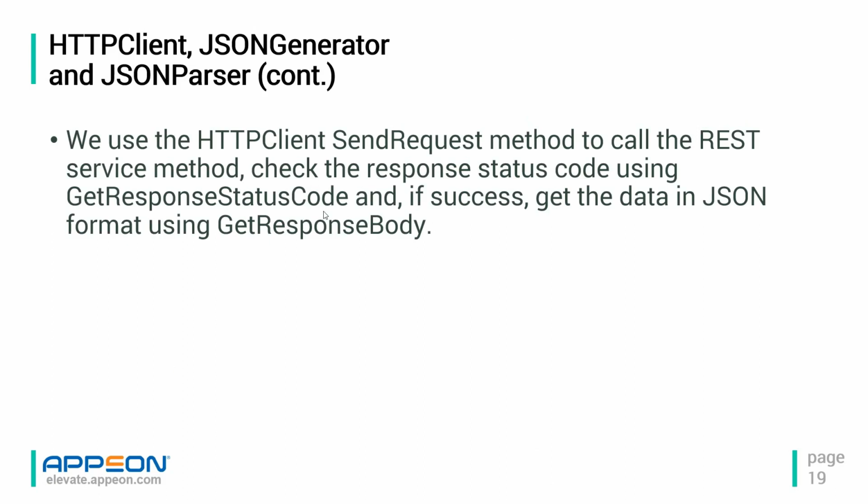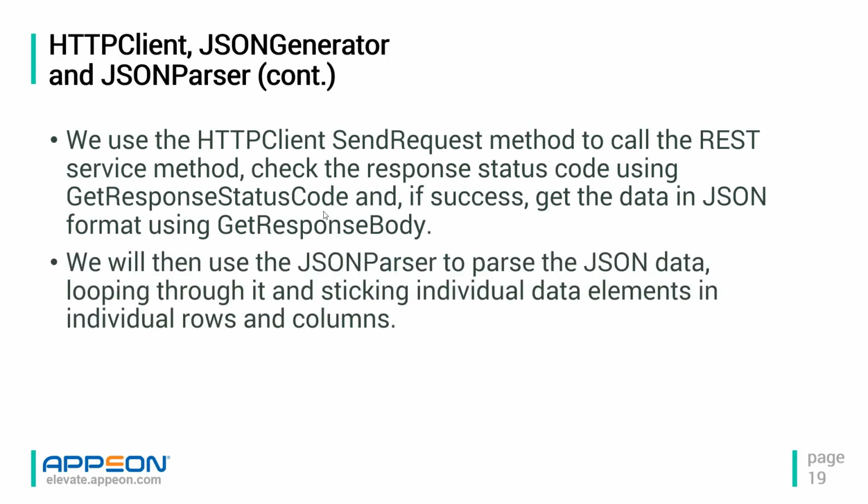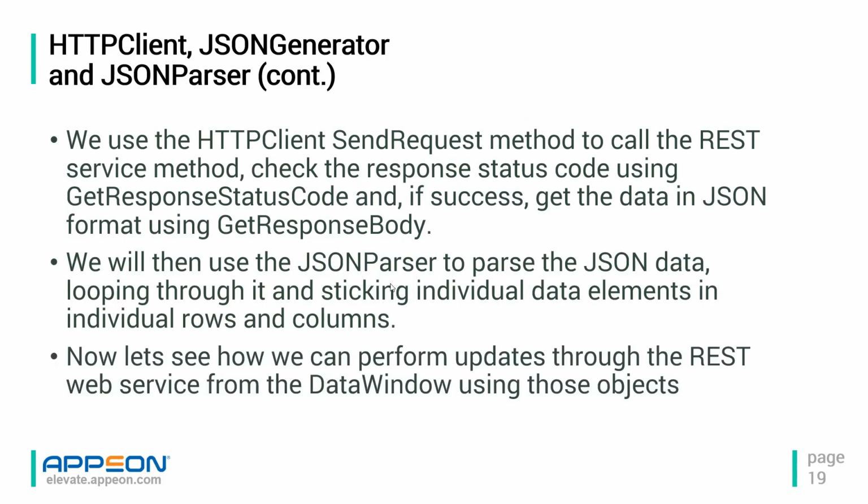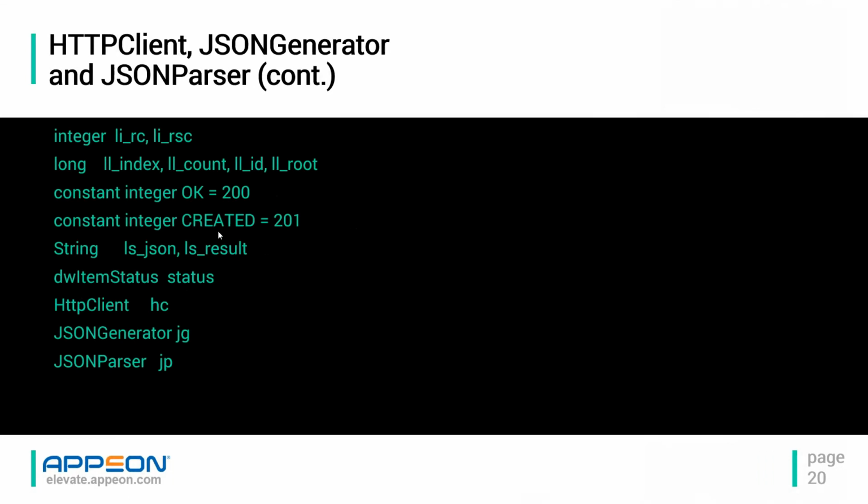So here I'm just indicating what I was doing there. Using the get response body to get the JSON, and then using the JSON parser to parse it out into rows and columns. So that's how I do the retrieve, and the results look just like what we did with the REST client. It looks exactly the same and actually performs almost exactly the same as well in this particular case.